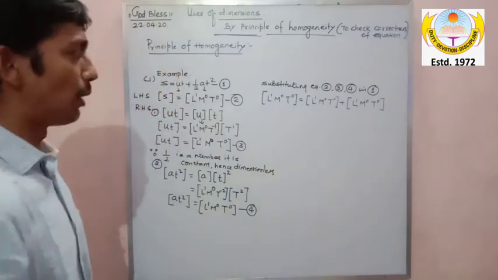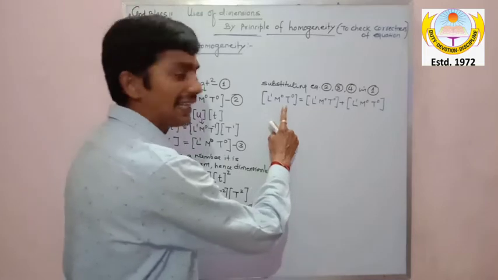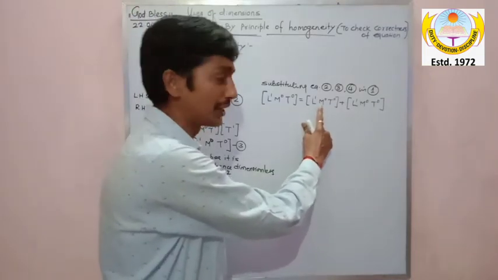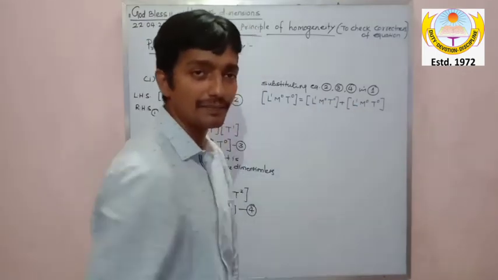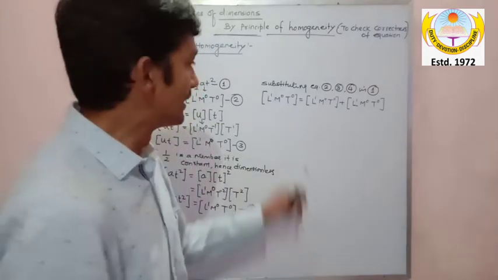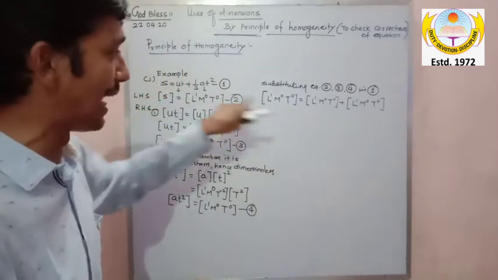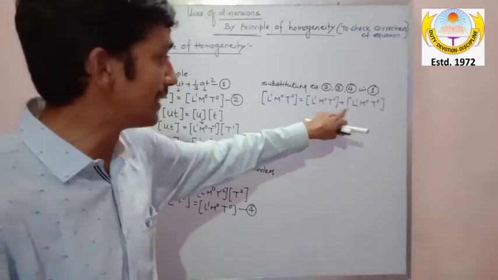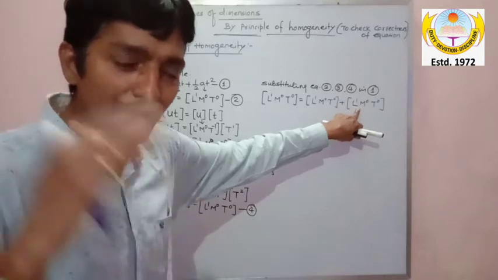So now my dear, what you are supposed to see, try to understand. This is the left hand side dimension and this is the right hand side first term dimension. This is the right hand side second term dimension. Am I clear? Please try to understand. This is the left hand side term dimension, that is S's dimension. This is the right hand side first term dimension, UT's, and this is the right hand side second term dimension, that is AT square's. Why am I emphasizing so much?